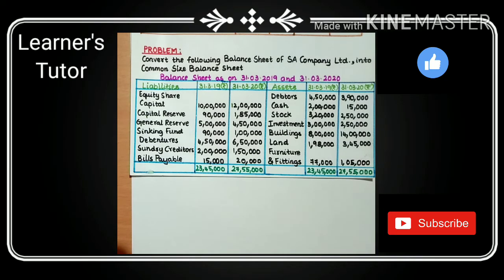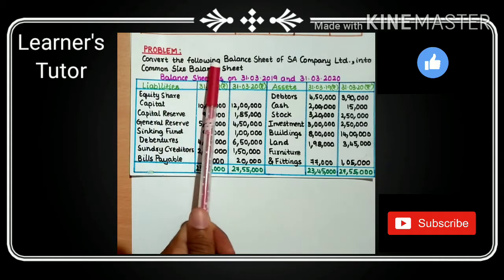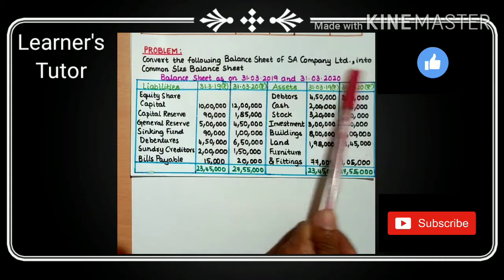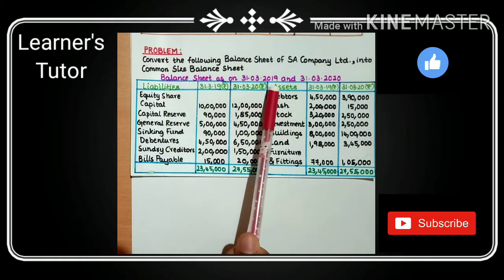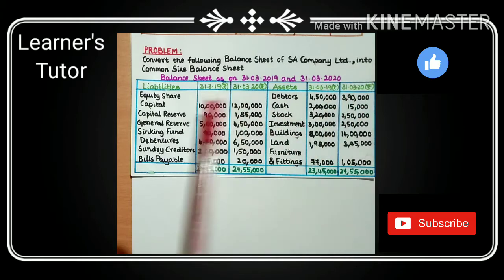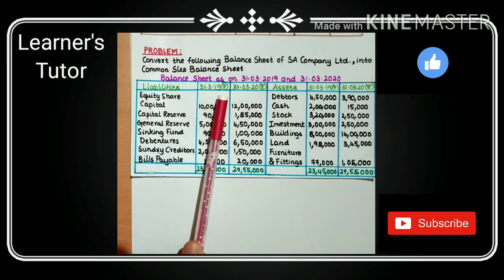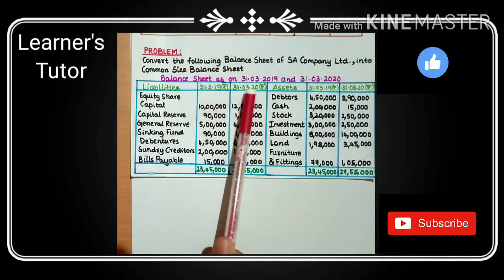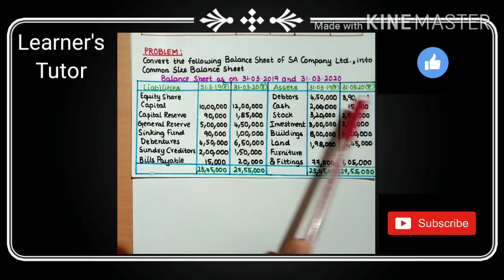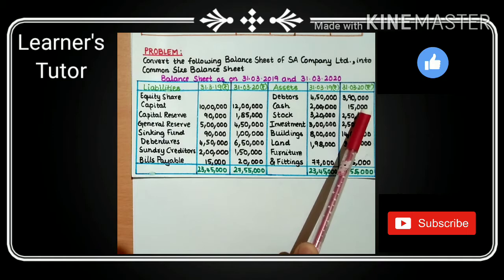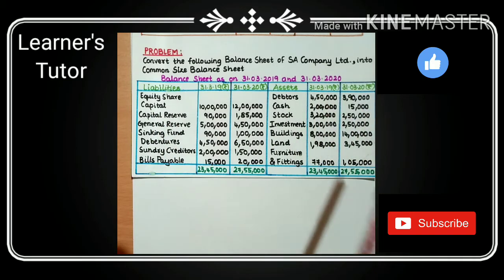Let us understand common size balance sheet. It is also known as common size position statement. Problem: convert the following balance sheet of SA Company Limited into common size balance sheet. Balance sheet as on 31/3/2019 and 31/3/2020. Liabilities: 31/3/2019 is the previous year, 31/3/2020 is the present year. Asset: 31/3/2019 is the previous year, 31/3/2020 is the present year. This is the given information. From the given information we have to write the solution.